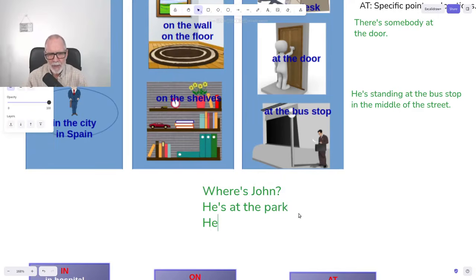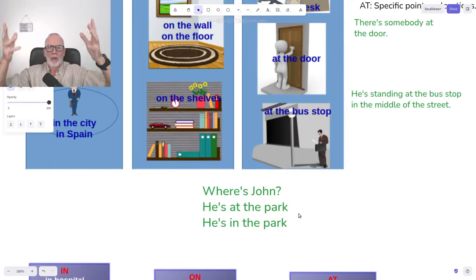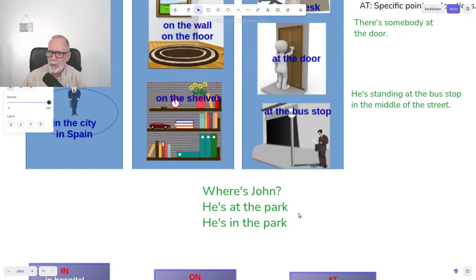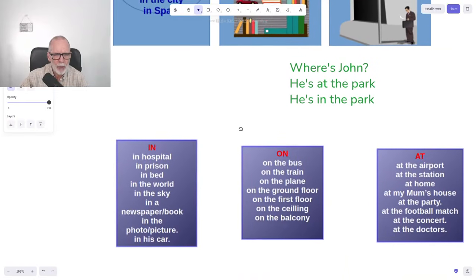Pero también es posible decir, where's John? He's in the park. Pero si digo in the park, estoy haciendo más claro que está adentro de las paredes o las rejas del parque. Although, eso es la mejor manera de explicarlo. So, a veces podemos usar at o in para esos lugares. Vamos a ver tal vez otros ejemplos de eso.